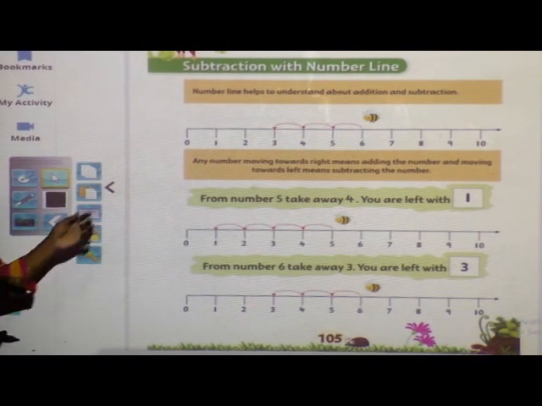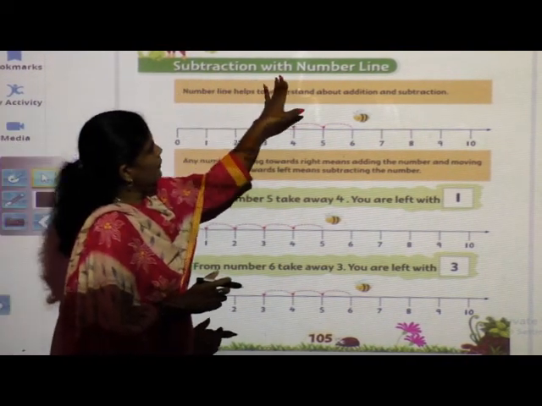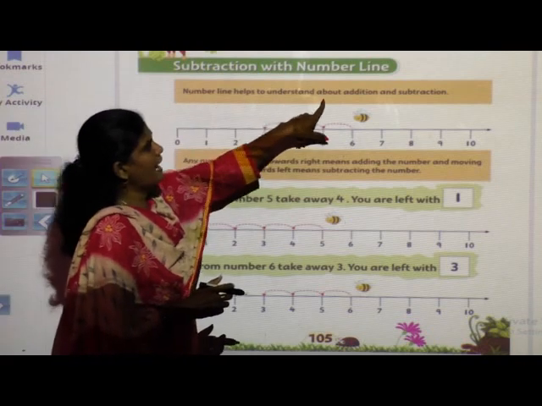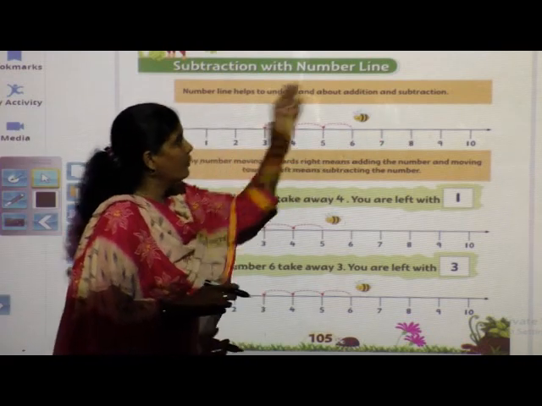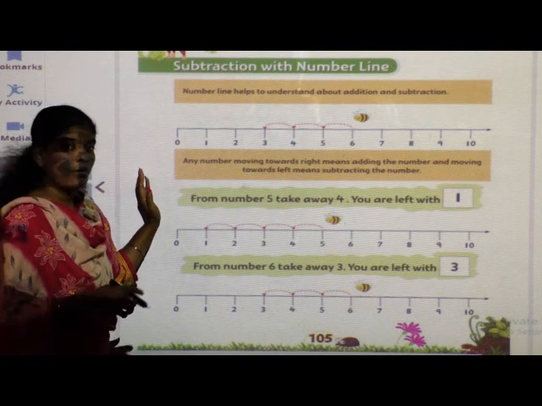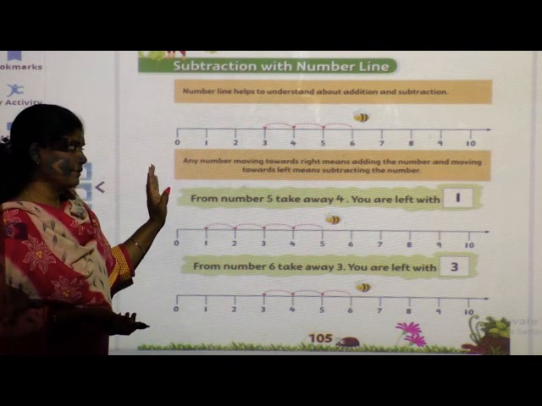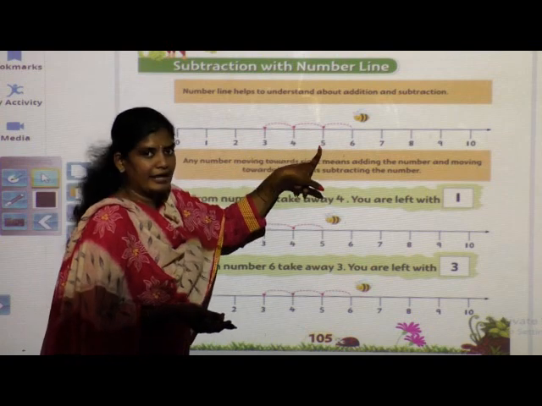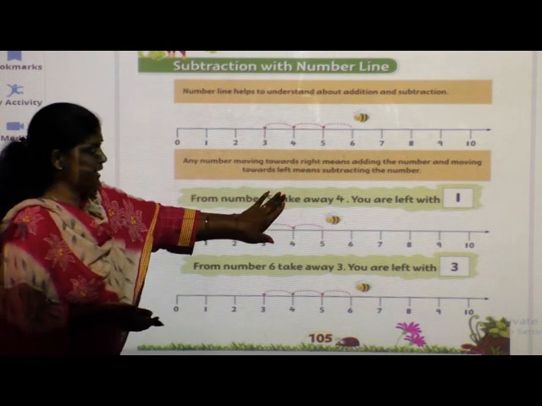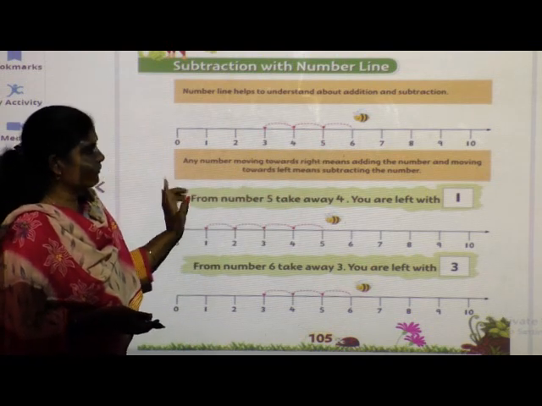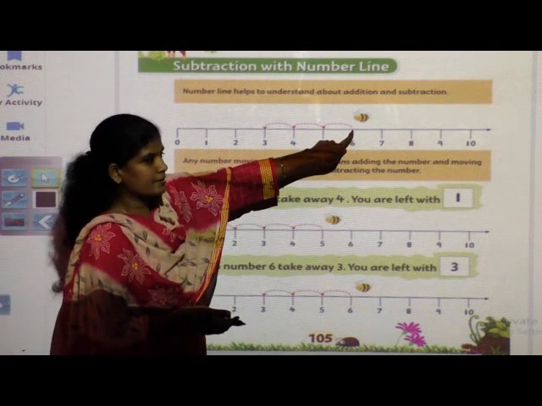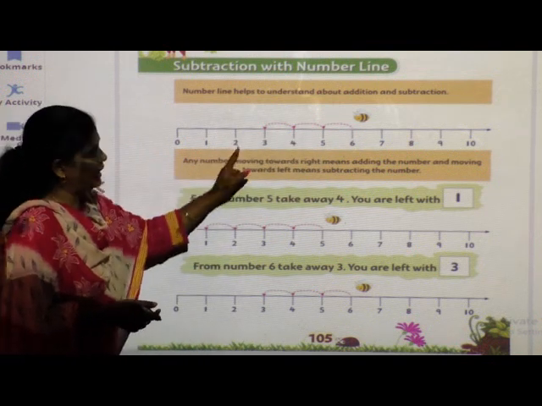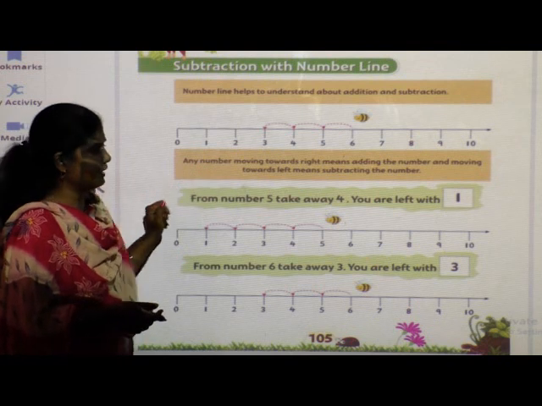So here, see. Subtraction with number line. Yes, the number line helps to understand addition and subtraction. When we learned addition, what were we doing? We were going forward from a number and then adding, and we were getting the answer. But here we have to see the first number. From that first number we have to come back, which means backward counting, and then we will get the answer.